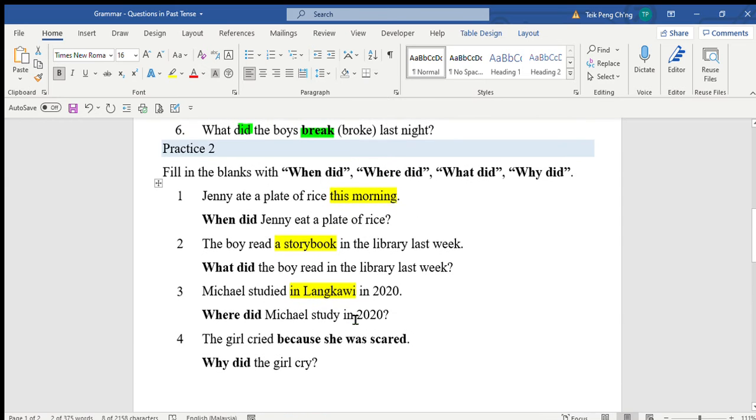So again, before we go to practice 3, remember, we use when did to ask about time. We use where did to ask about place. We use why did to ask about a reason, and we use what did to ask about what someone is doing.